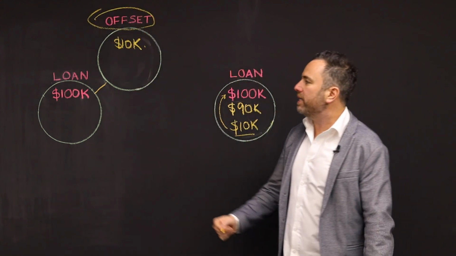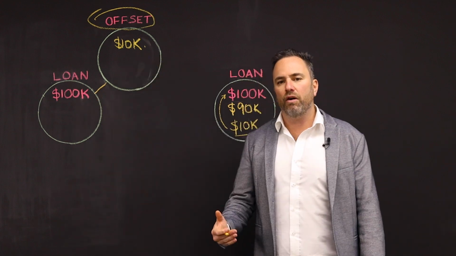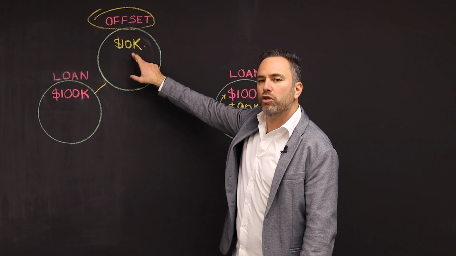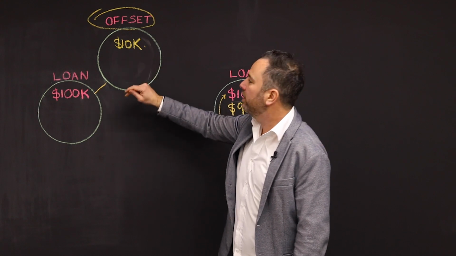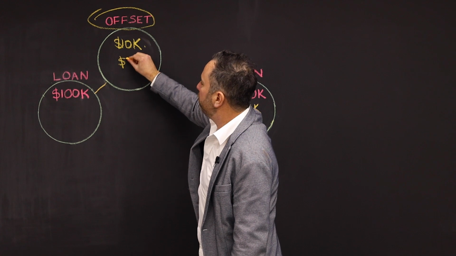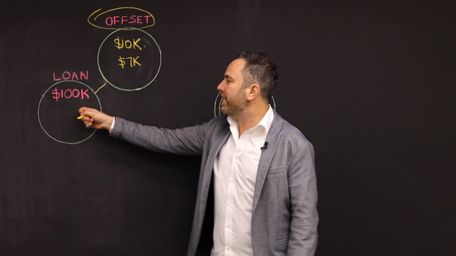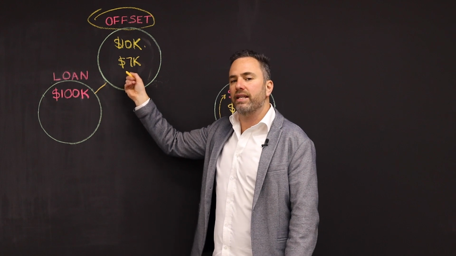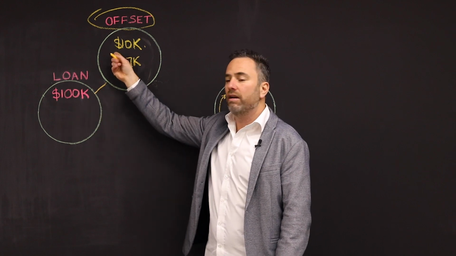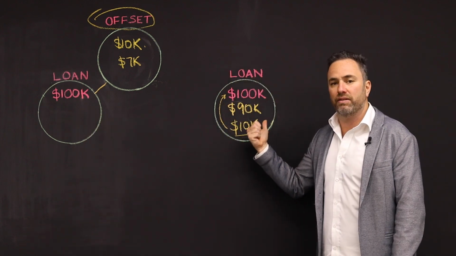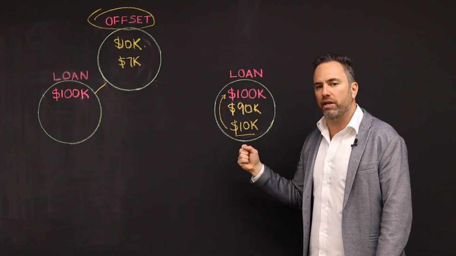The second thing to consider is that not all offsets are created equal. What I mean by that is there are offset accounts that are only known as partial offsets. So instead of being able to offset the full $10,000, some of them might only allow you to offset $7,000, or 70%. So you would be paying interest on $93,000 as opposed to paying interest on $90,000. Obviously, in that circumstance, that would fall second to the effectiveness of this facility if your primary goal is to save interest.